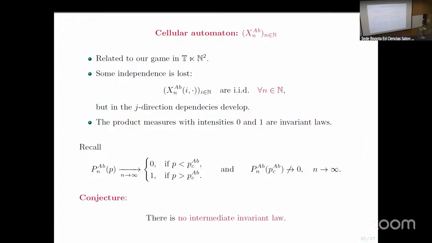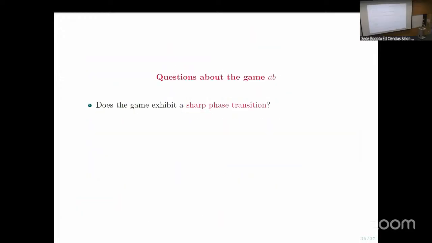But what happened with the intermediate invariant law? It's not so clear, but it seems that there is no intermediate invariant law. Okay, so let me finish with these questions for this other game, the game small a, small b. So these are open questions.